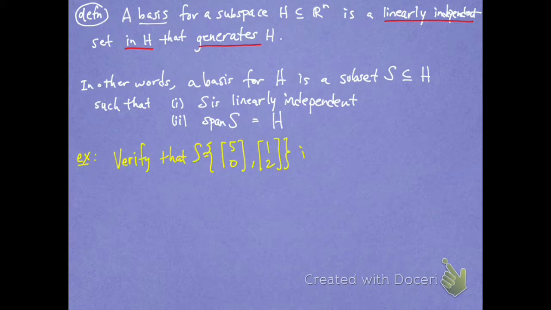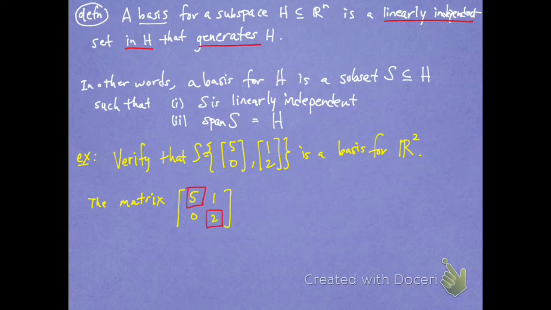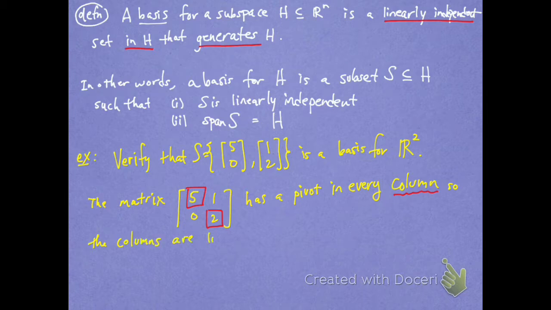So let's take a look at an example. Let's verify that the set S, consisting of these two vectors, (5, 0) and (1, 2), gives me a basis for R2. If I consider the matrix that I get when I stack these two vectors together, I notice I have a pivot 5 and a pivot 2. This has a pivot in every column. And so what we've shown is that the columns of the matrix are linearly independent. And since the columns are exactly the vectors arising in S, that tells us that S is linearly independent.